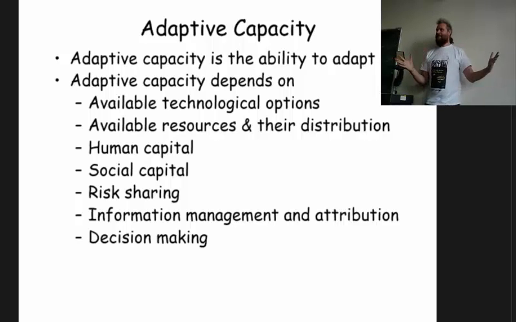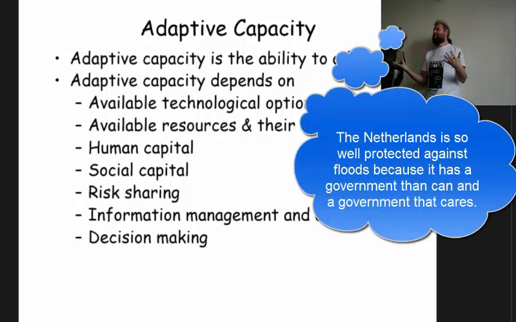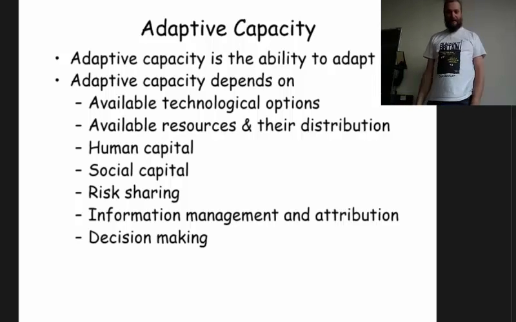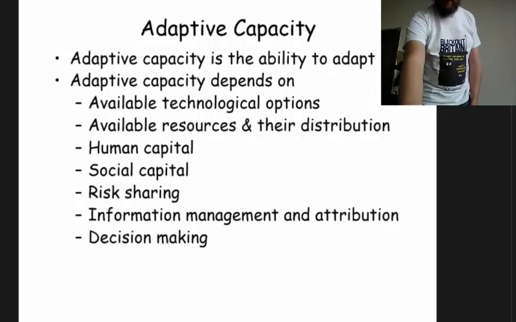So the fact that we're so well protected here against floods is because we have a government that can and a government that cares. And that is not true in Bangladesh. And I mean, these are just two stories, right? But that is symptomatic across developing countries, that the government is either incompetent or it doesn't care or both, right? And that makes you very vulnerable to any sort of change, including climate change.